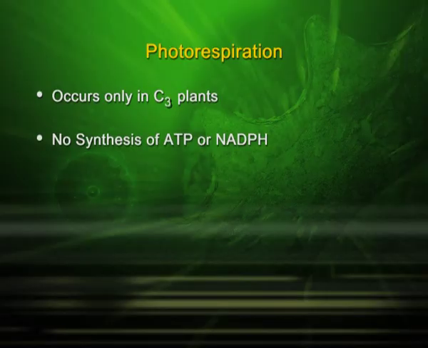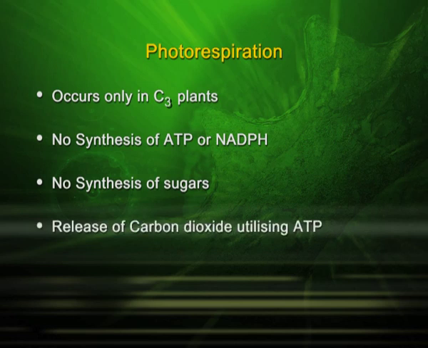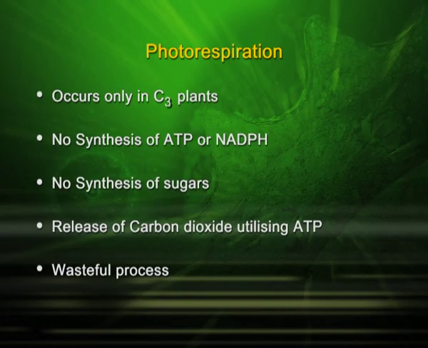So, there won't be any synthesis of ATP, no synthesis of NADPH, that means products of light reaction will not happen. There is no synthesis of sugars, that means food is not prepared by the plant nor stored, and instead of oxygen, carbon dioxide is released utilizing ATP. So, whatever ATP is present in the plant, that is also being used to produce carbon dioxide, which we do not require, we require oxygen. So, this is considered a wasteful process.